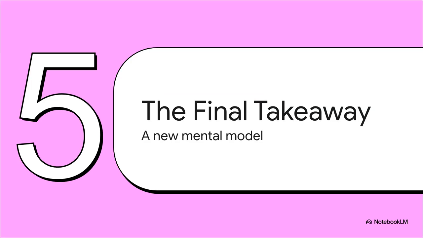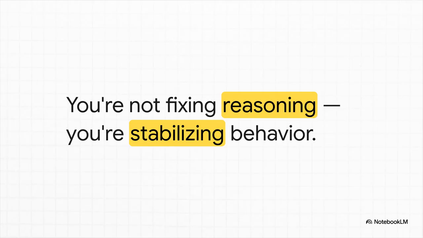All right, let's wrap this all up with a new way to think about talking to AI. It's really less about teaching a student and more about guiding a very powerful but very, very literal machine. When you repeat an instruction, you're not actually fixing a flaw in the AI's logic. That's not what's happening. What you're really doing is just stabilizing its behavior. You're making the outcome you want statistically more likely by keeping your rule top of mind.